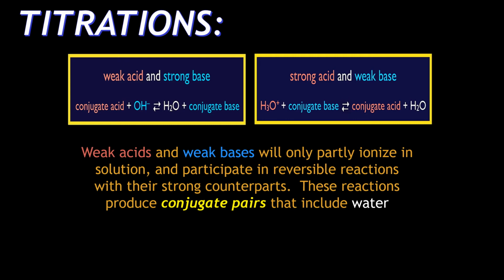And so in these reactions, the products will be conjugate pairs, and the conjugate pair will typically include water. So in the example of a weak acid and a strong base, you'll have your weak acid interacting with something that donates hydroxide, and your products are water and a conjugate base. Whereas with a strong acid and a weak base, you'll have a source of hydronium, and the products of that will be water and a conjugate acid. So notice that in one reaction, water is going to act like an acid, and in the other reaction, water is going to act like a base.